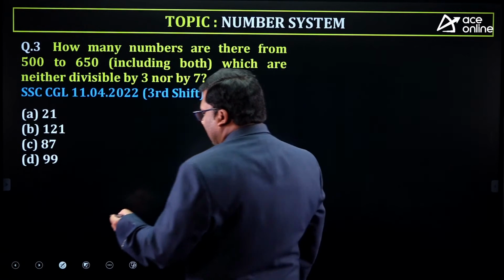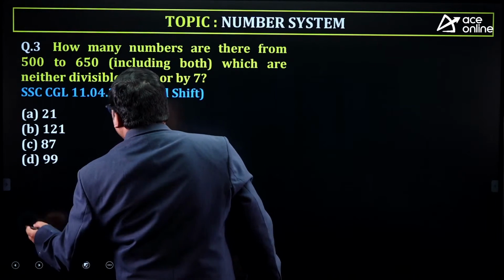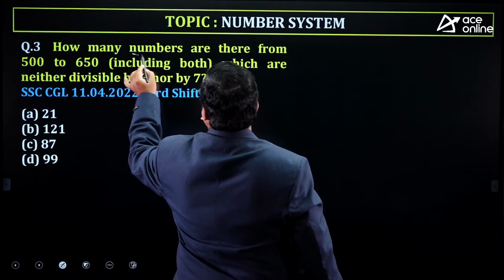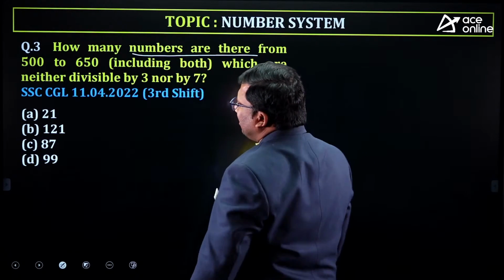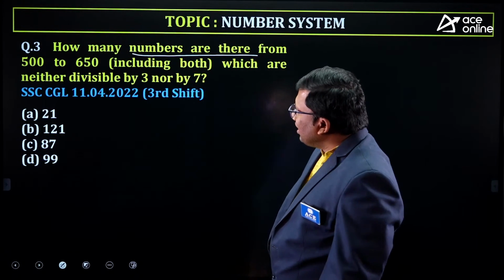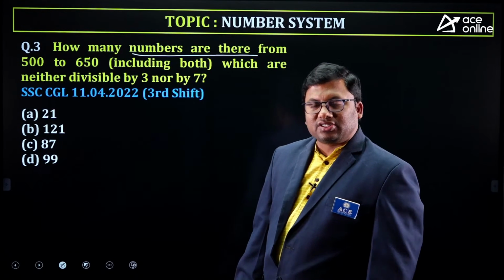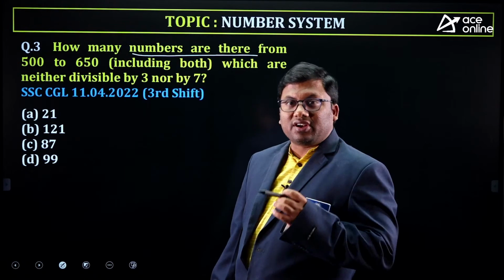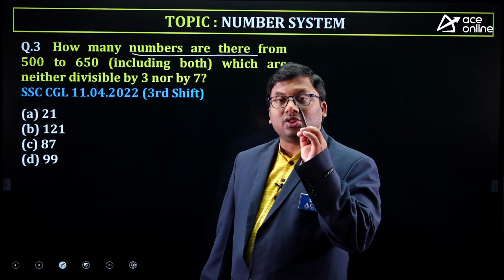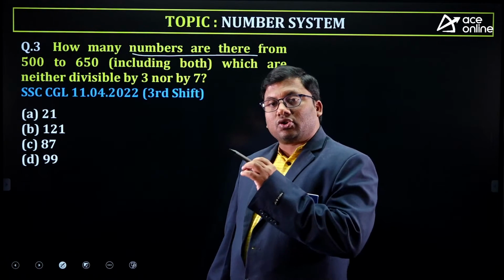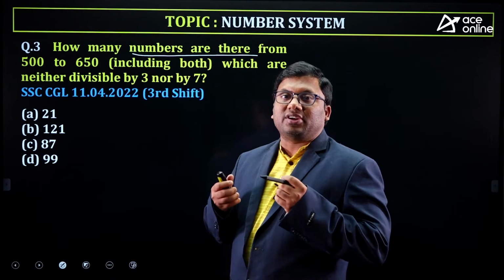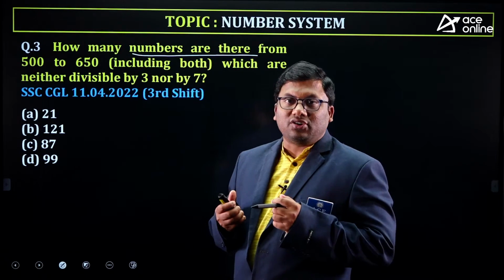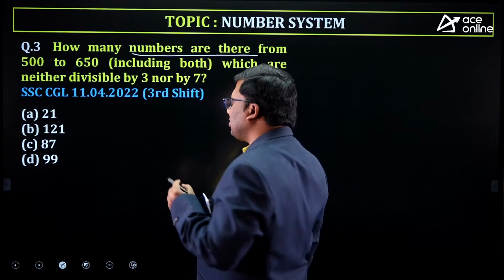Now if you see here, listen carefully. How many natural numbers are there from 500 to 650 which are neither divisible by 3 nor 7? Before solving this question, I will explain a Totient function property. Once you understand it, this question, which actually takes 5 minutes to solve, you can solve in 5 to 10 seconds.